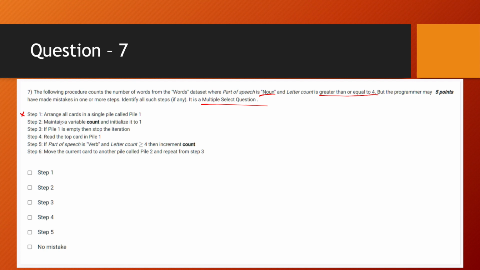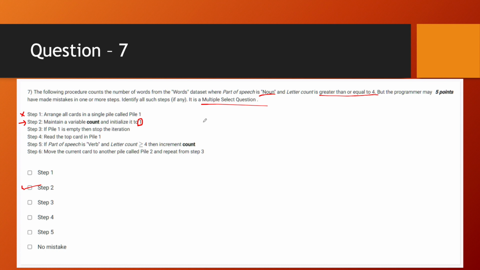Step 2 is that you have to maintain a variable count and initialize it to 1. As you can see, we have got a first error, because if we start our count from 1, we'll always end up with a number that is 1 greater than the total number of nouns whose letter count is greater than 4, which means that this is an erroneous line and this is going to be our first error. So we'll mark it right away. But remember that this is a multiple select question, so we need to keep moving forward.